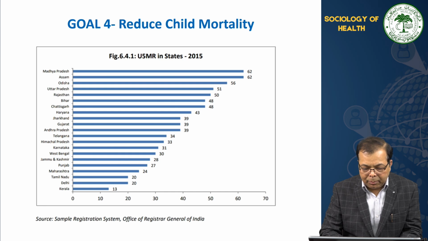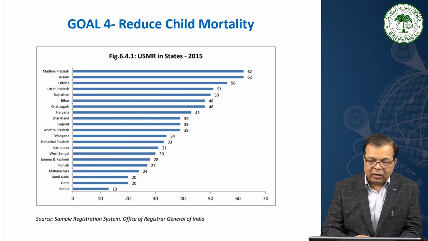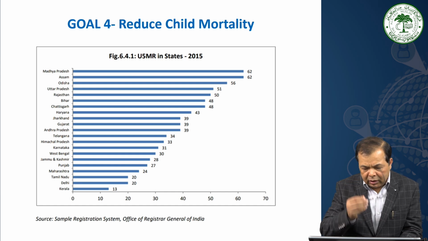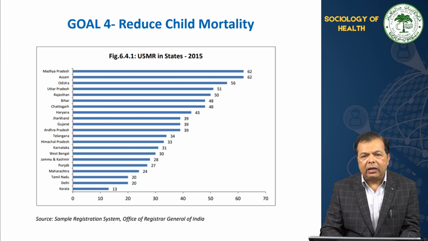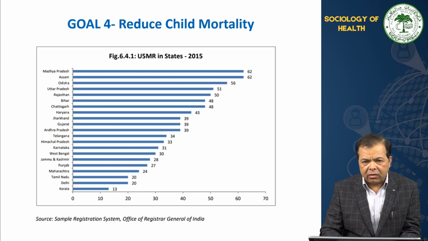Whereas some of the best performing states are Kerala, where it is 13, the minimum. Then Delhi and Tamil Nadu have 20 each. Then Maharashtra has 24. So these figures help us understand the disparity prevailing across the various states.